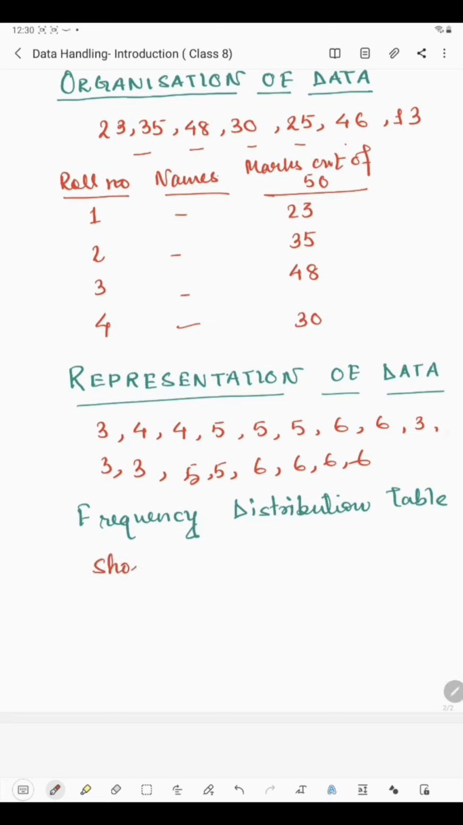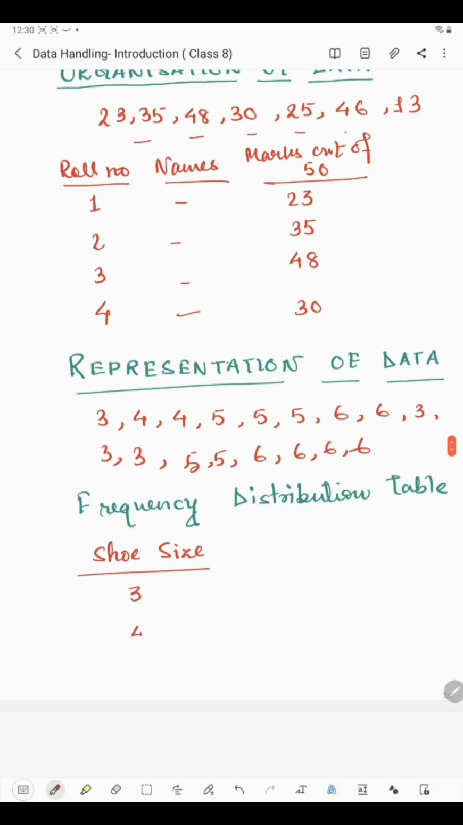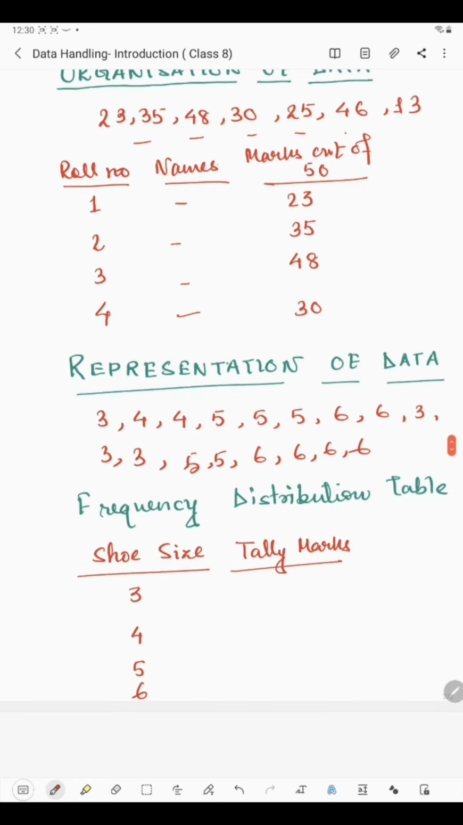In the first column we will be writing the shoe size. So here we have 3, 4, 5, 6. These are the shoe sizes given. In the second column we will be writing tally marks. Tally marks tell us which number is appearing how many times. And in the last column we will be writing frequency. Now, frequency tells us how many students have the same shoe size. Okay, now here 3 is appearing how many times?